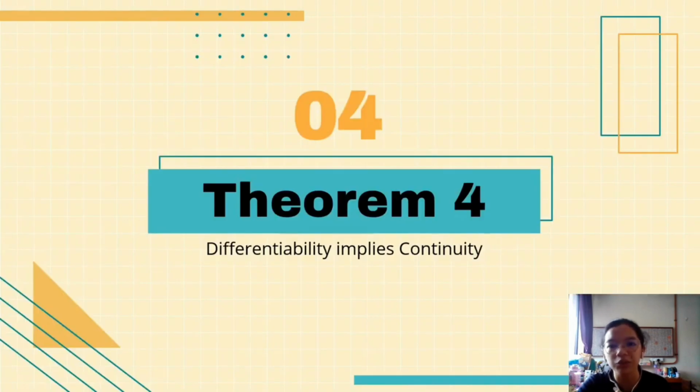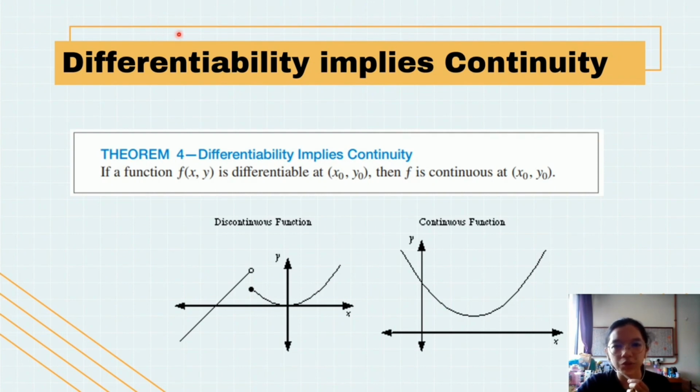So the last theorem is theorem 4, differentiability implies continuity. Theorem 4 states that if a function f(x,y) is differentiable at (x0, y0), then f is continuous at (x0, y0). So from the corollary of theorem 3 and theorem 4, a function f(x,y) must be continuous at a point (x0, y0) if fx and fy are continuous throughout an open region containing (x0, y0).